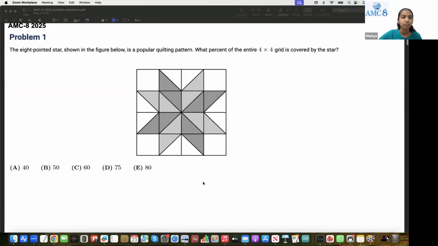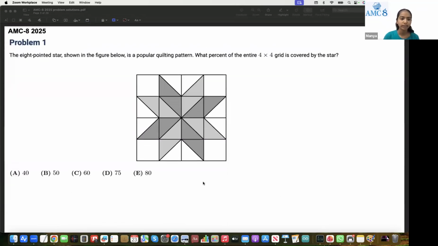So let's get started. Problem number 1. The 8-pointed star shown in the figure below is a popular quilting pattern. What percent of the entire 4x4 grid is covered by the star? So we have this 4x4 grid right here.